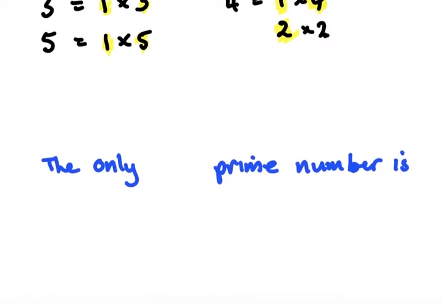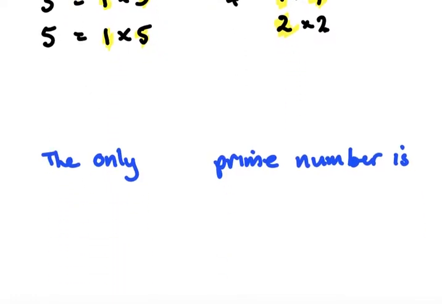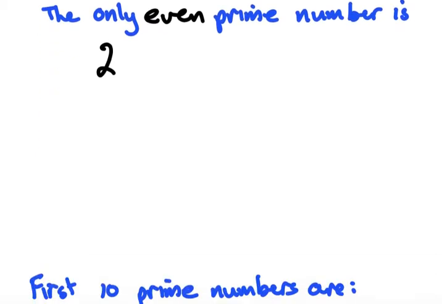So the only even prime number, there's a word missing there, so let's put it in. The only even prime number is the number 2. All other even numbers have 2 as a factor as well as 1 and itself, so they're not prime numbers.